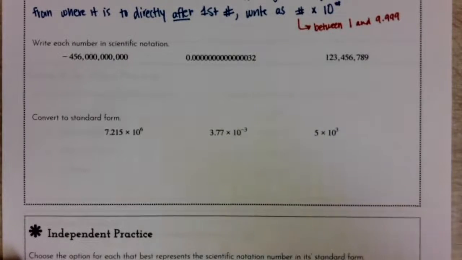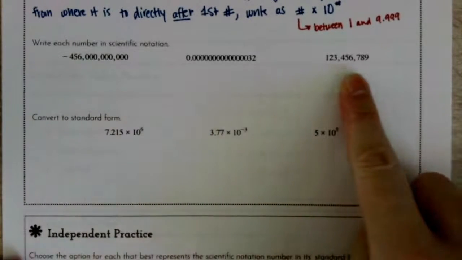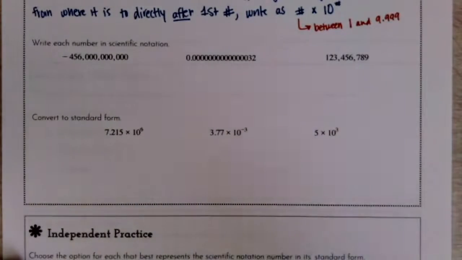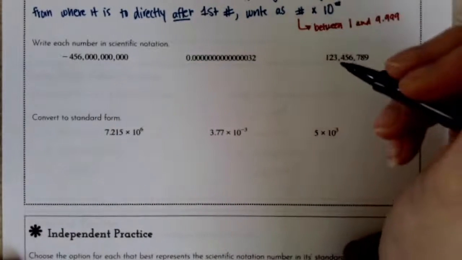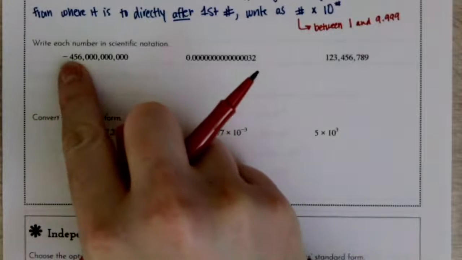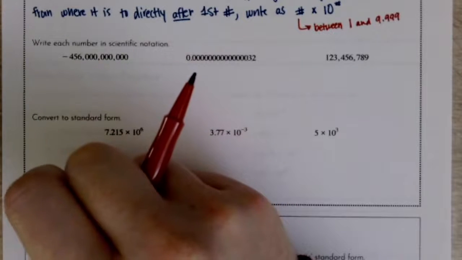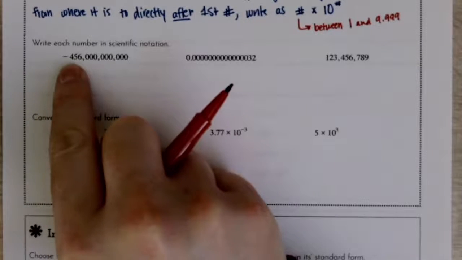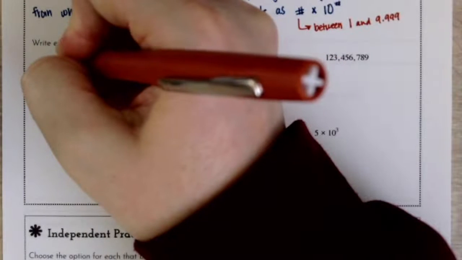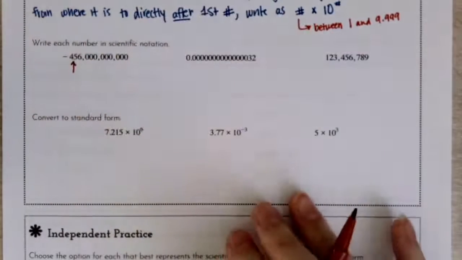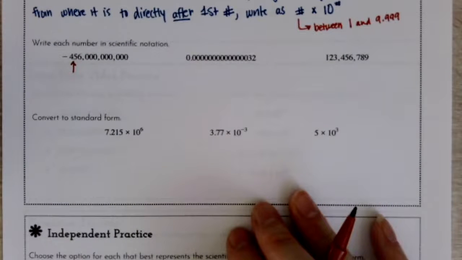For these first three, we are given standard form, just regular numbers, and we want to write our numbers in scientific notation. We are going to read our number left to right, and we are going to stop as soon as we hit a number, any number. As I read left to right, I see a 4. So we want to put our decimal right after that 4. I like to draw a little arrow where I want my decimal to be.